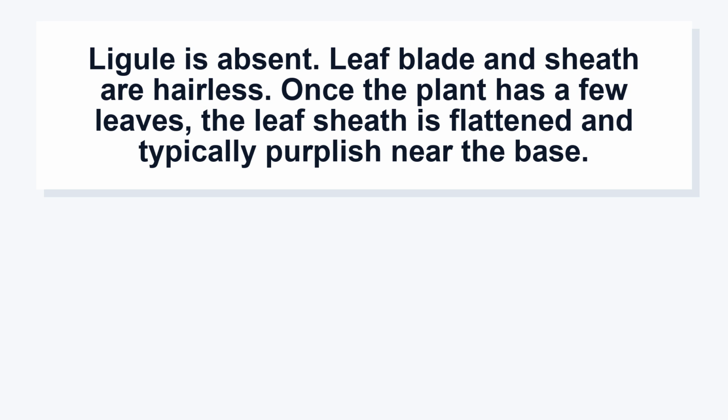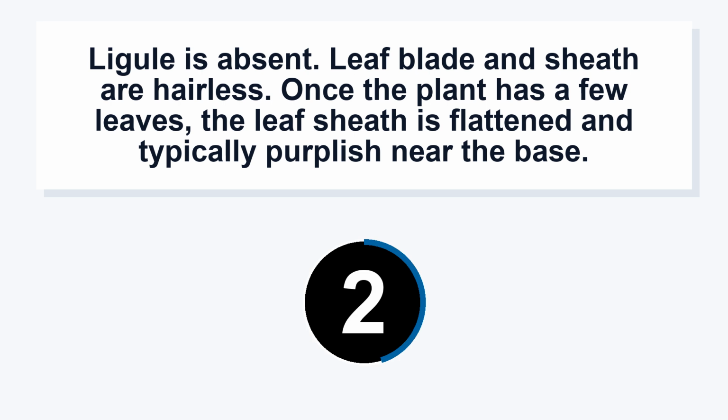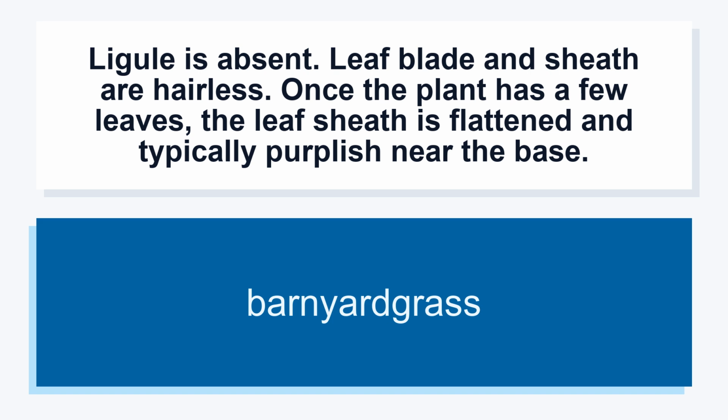Ligule is absent. Leaf blade and sheath are hairless. Once the plant has a few leaves, the leaf sheath is flattened and typically purplish near the base. Barnyard grass.